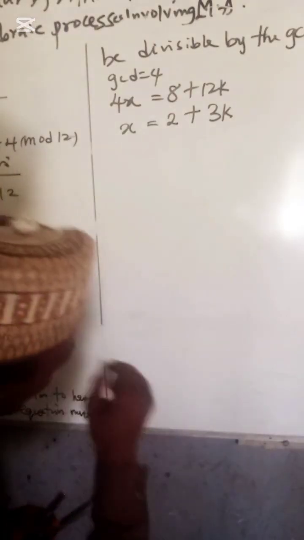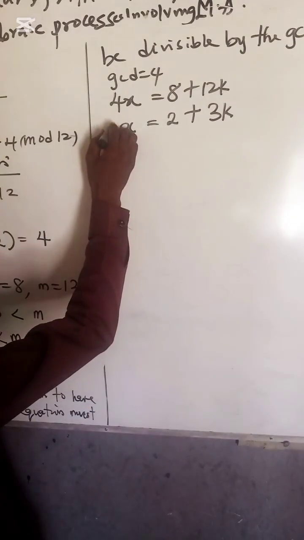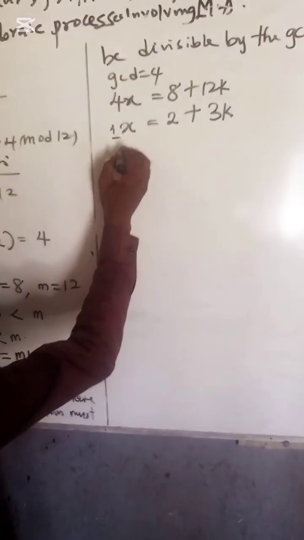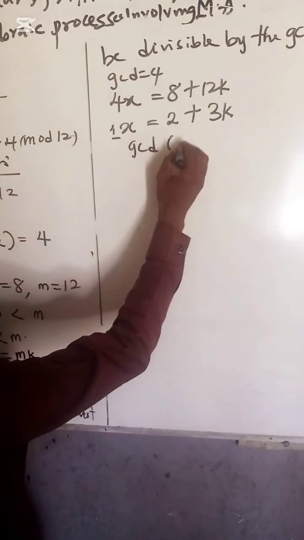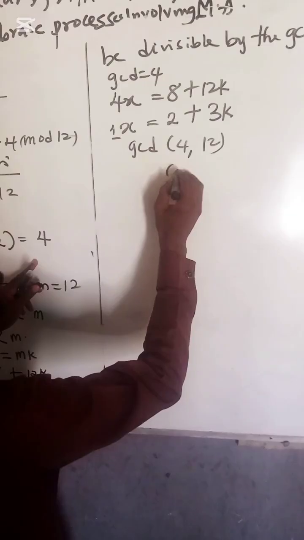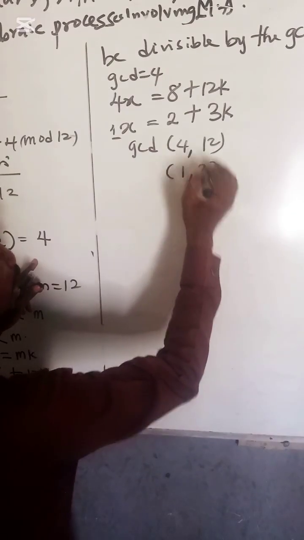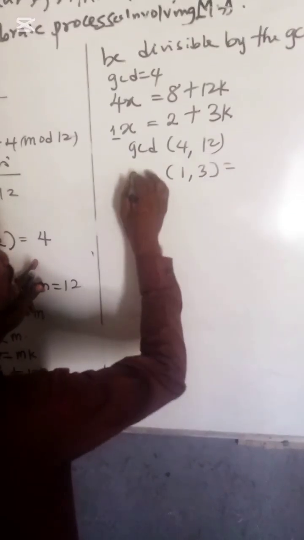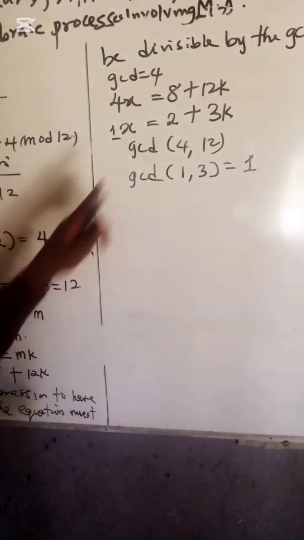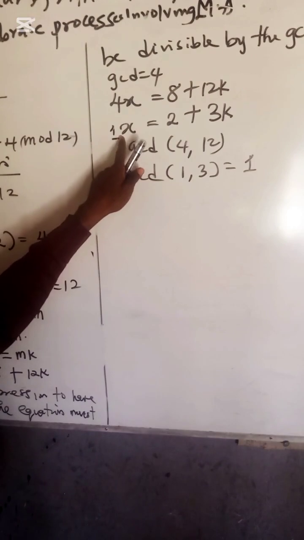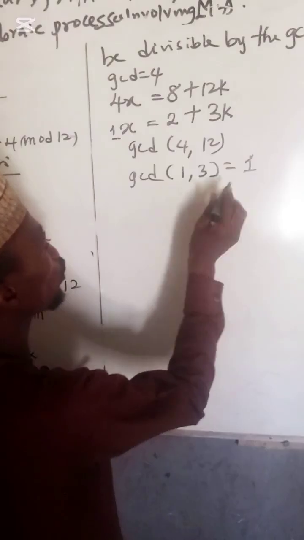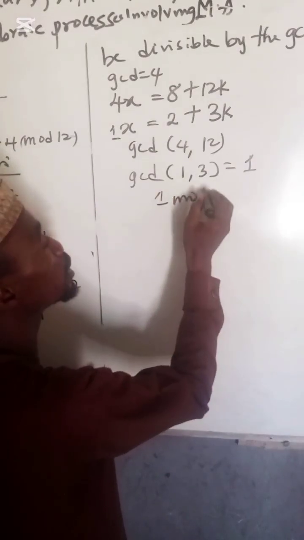Okay, now here is 1x. We have to look for the inverse. Remember, your GCD is 4, and 12. Once it's divided by 4, you are now left with 1 and 3. Here, GCD has become 1. So we have to look for the inverse, an x that will give you 1 mod 3.